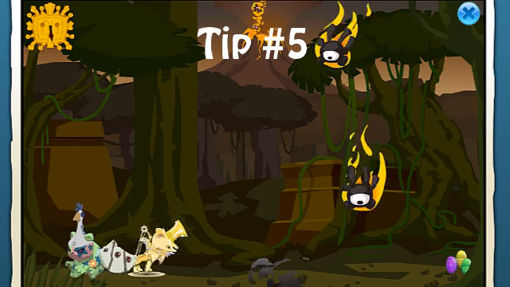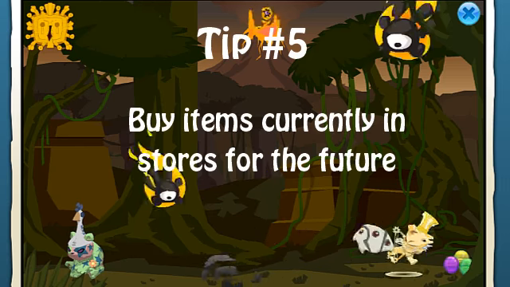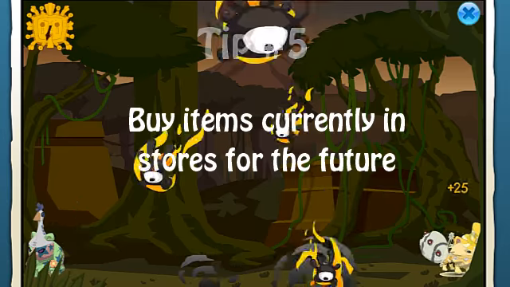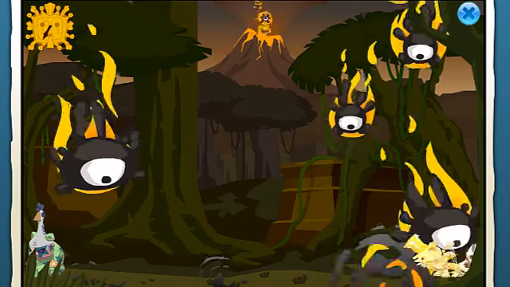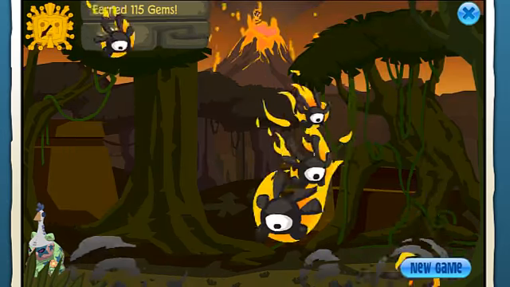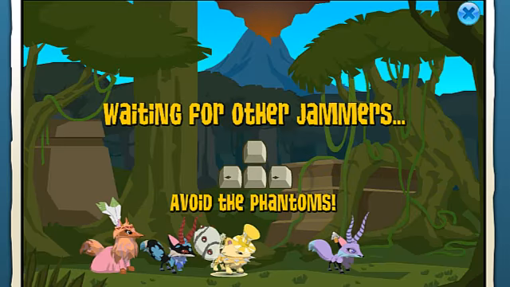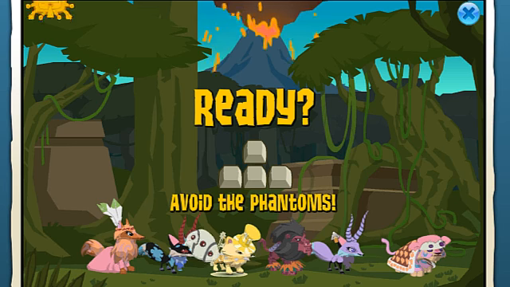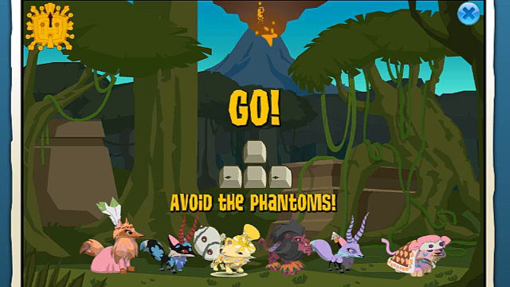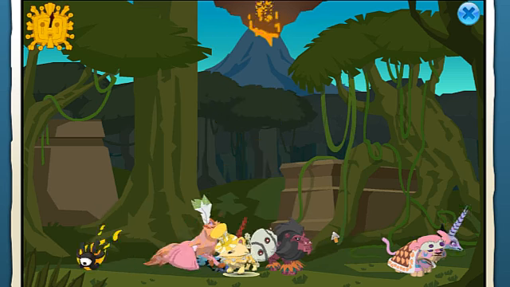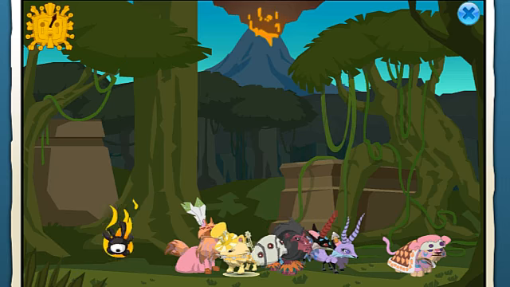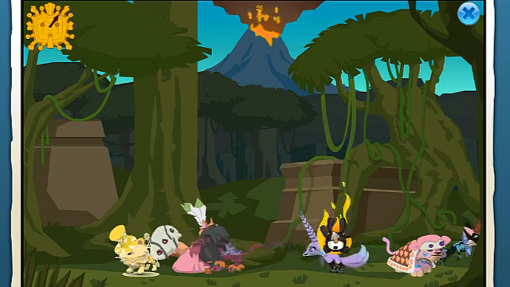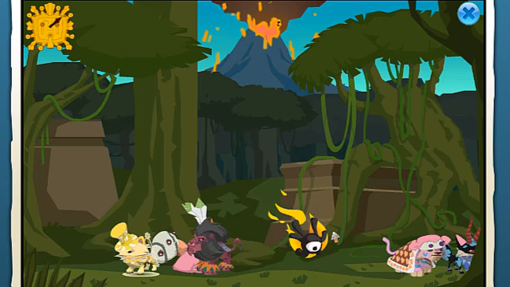Tip number 5. Buy items that are currently in stores that you know you are going to use in the future for a den, and store them on your backup account. I have done this since I first joined Animal Jam, and I saw that they made things leave stores very often. But I was like, no, I don't want that to leave. I'm gonna need that in the future. I know I'm gonna need that for a future den.